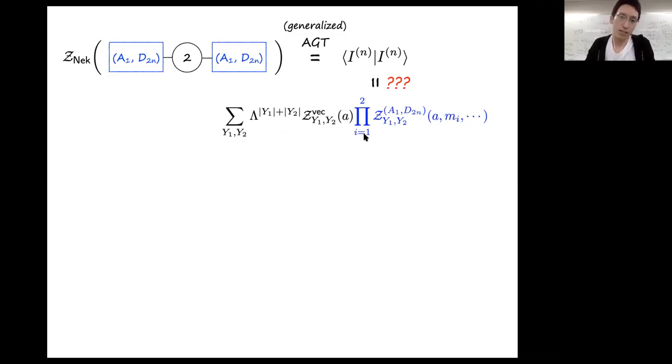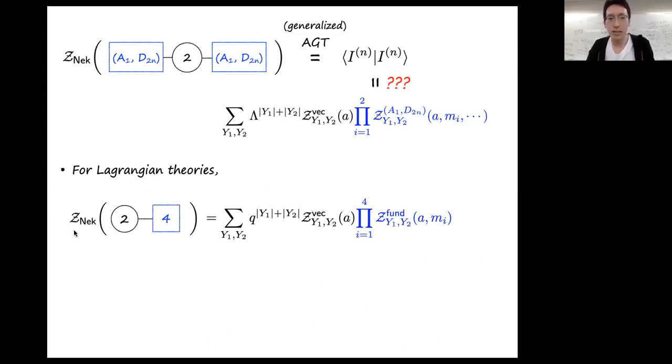Why do we expect this? Well, because for Lagrangian theories, the Nekrasov partition function, for example, for this one, is given by this formula. As I reviewed at the beginning of this talk, the sum is a sum over fixed points on the moduli space of instantons, and the path integral of the matter sector just gives you this factor. And here you have non-Lagrangian matter sectors, so you don't know how to compute the path integral of the matter sector, but the gauge sector is the same as before. So you have the same path integral of the vector multiplet. So we expect the same structure, the same sum over Young diagrams. That's our expectation, but that's too naive actually.